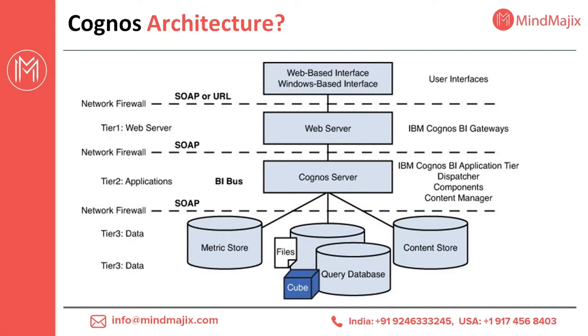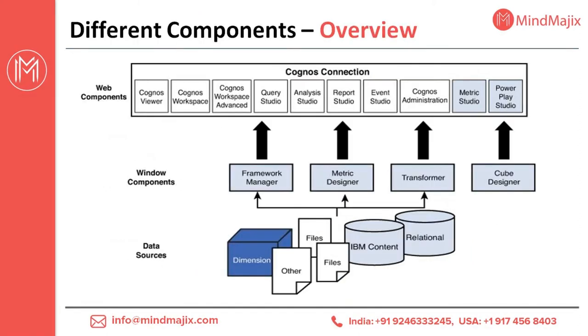Now let me go to the next slide. Here we have different types of components: IBM Cognos Viewer, Workspace, Query Studio, Analysis Studio, Report Studio, Event Studio, Cognos Administration, Metrics Studio, and Power Play Studio. These are all web components, which means we can access them by using a URL, and these are the desktop clients.